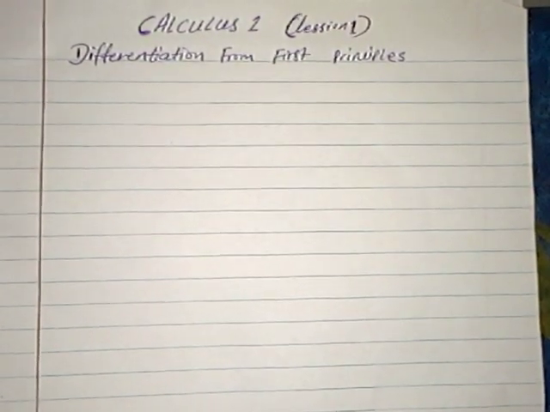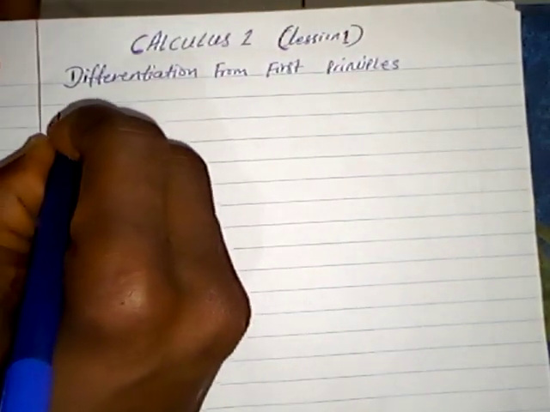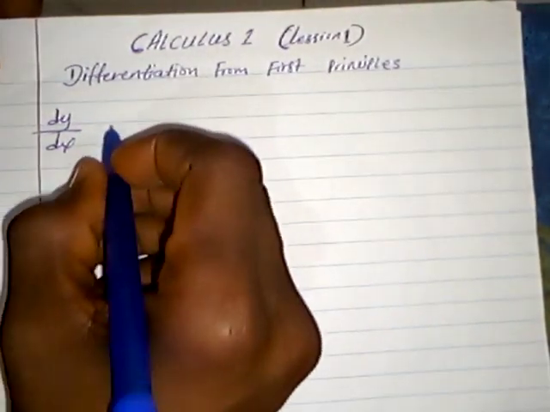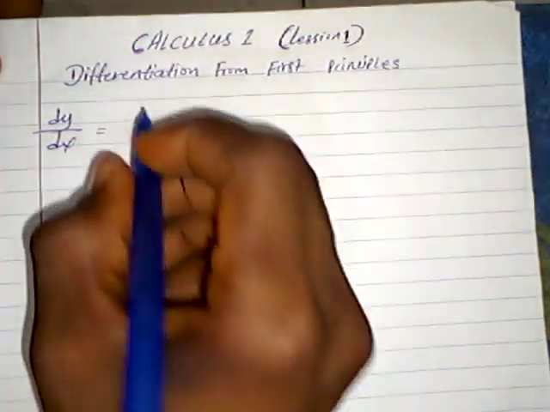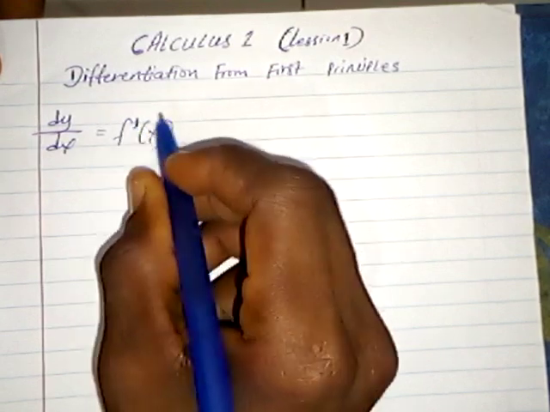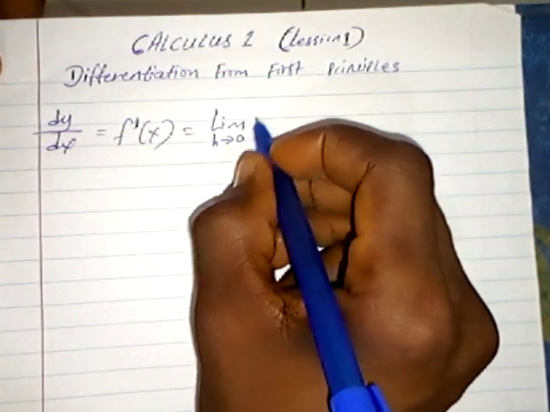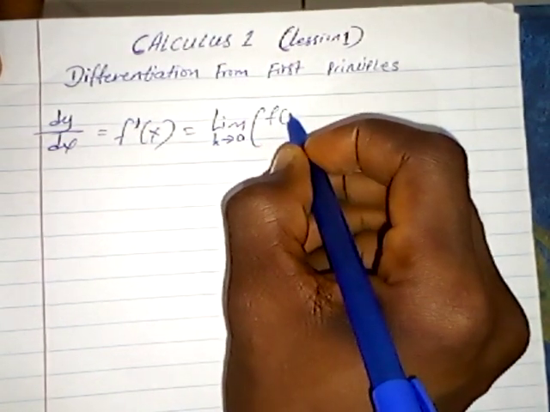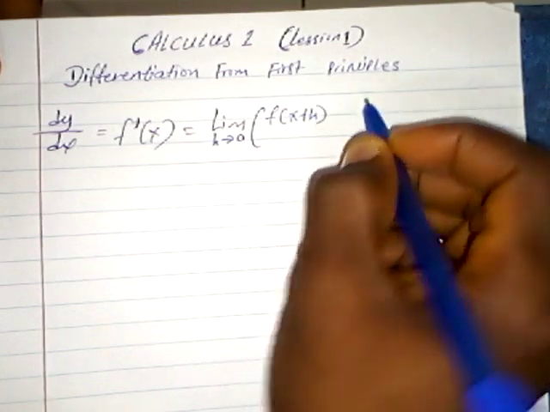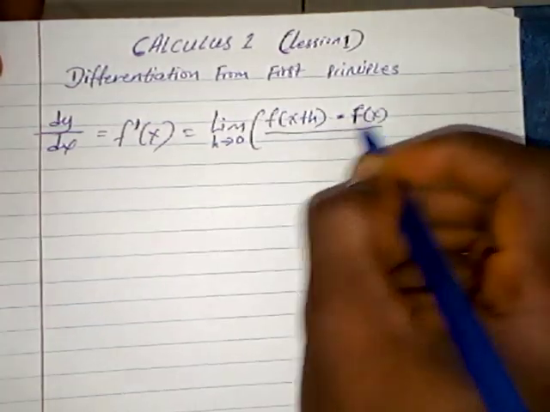In this lesson, we'll be dealing with differentiation from first principle. All about differentiation from first principle, you have to understand this formula, which is the first derivative, dy upon dx. We can also write the first derivative as the function f prime of x, equals the limit as h moves towards 0 of f of x plus h minus f of x, all upon h.